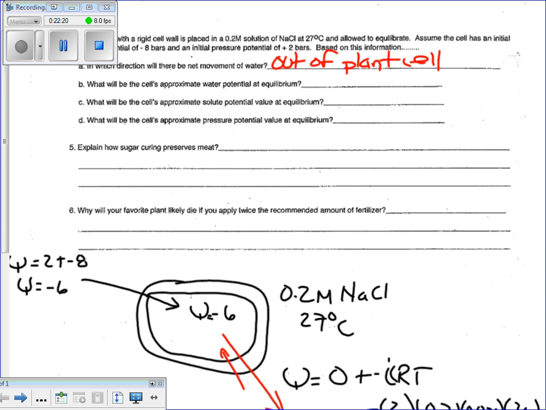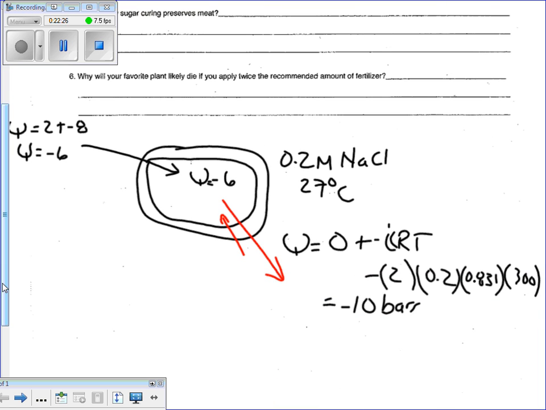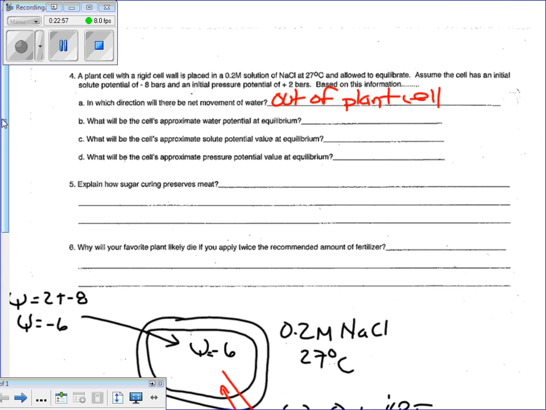What will be the cell's approximate water potential at equilibrium? So at equilibrium, ultimately the cell has to equal about negative 10. It's got to match its environment. The odds of a cell altering the environment are not going to happen. The cell can't release enough to alter the environment, so the cell has to find a way to bring itself in balance with the water potential of the environment, which is negative 10 bars.